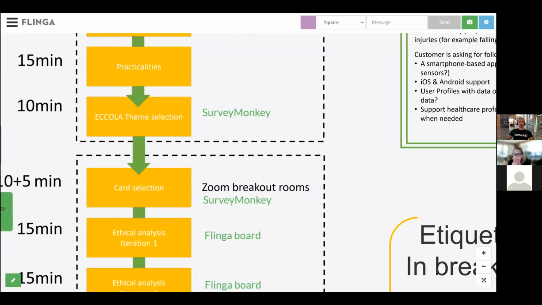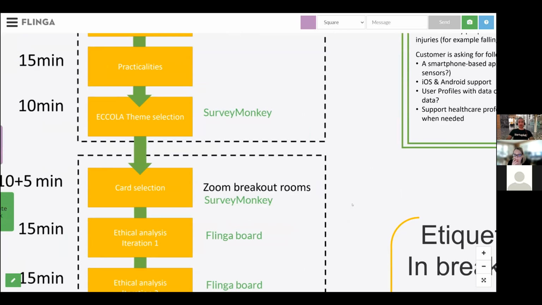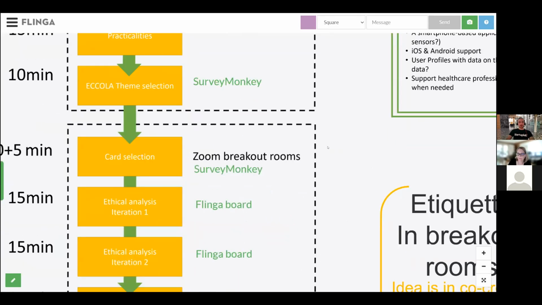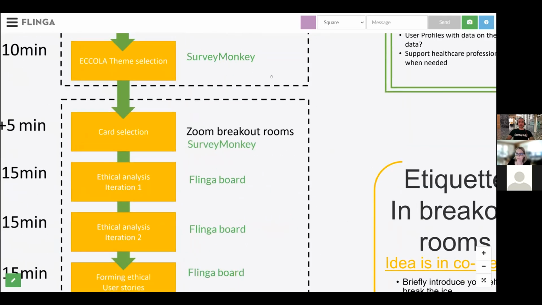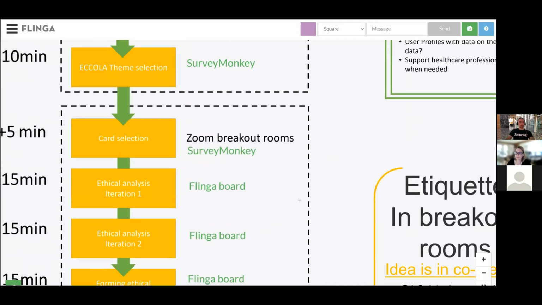Now we have gone through the practicalities. We can start with the ECCOLA team selection in SurveyMonkey. So, Kai Christian, we wanted to give you the chance to select the cards. There are no right or wrong answers here, and there will be no right or wrong answers in the breakout rooms either. So just select the cards you think are interesting.